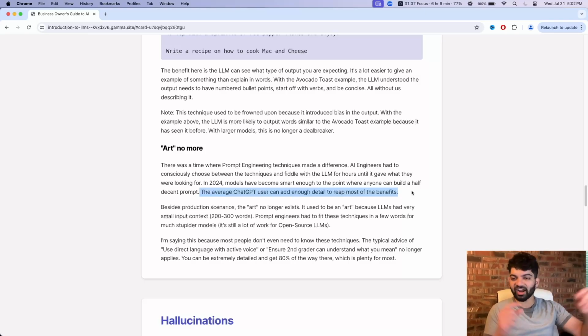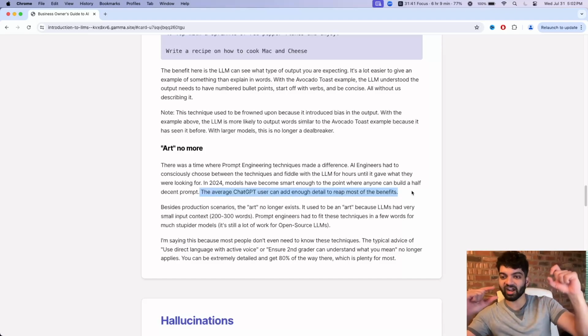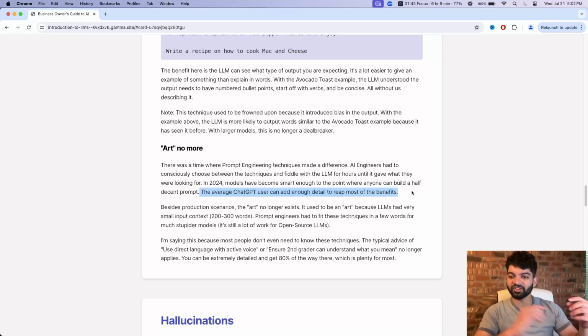Before, I had this much space to fit in this much information. That's where the art was. How can I cleverly put these words in a way so that it fits in here and it gives me the output I'm looking for?